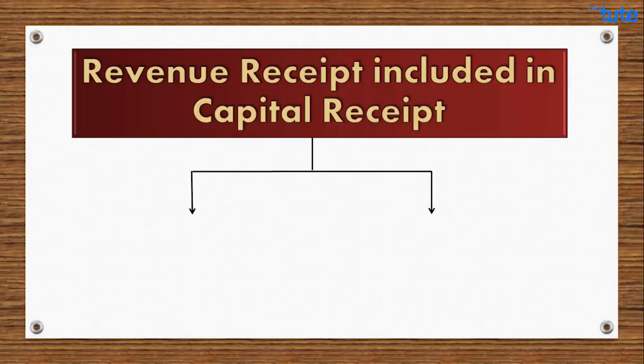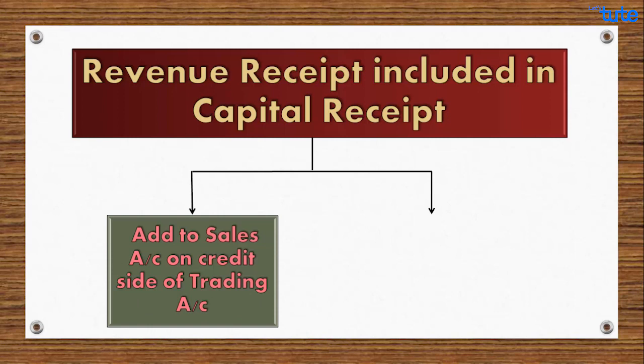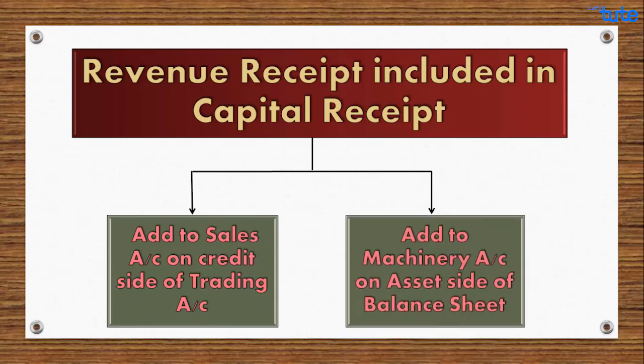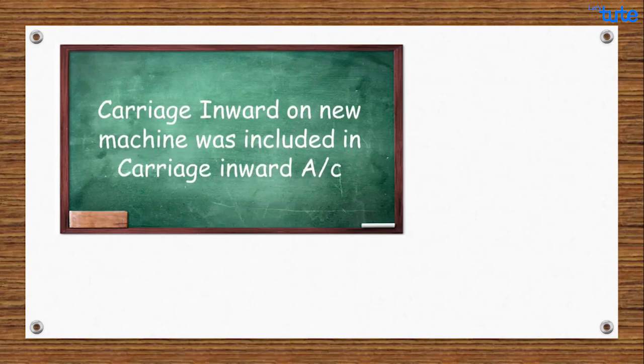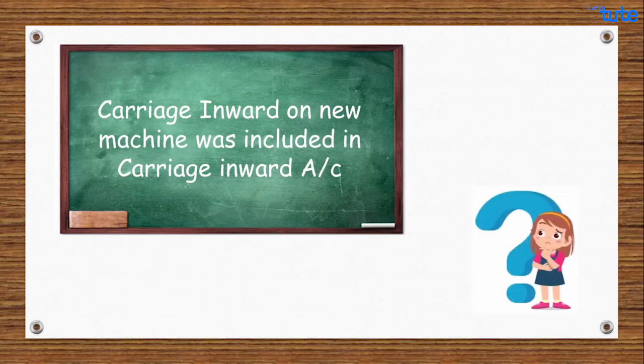The two effects are, the first one is add to sales account on credit side of trading account, and the second effect is add to machinery account on asset side. Let's see another example. Now suppose it is given that carriage inward on new machine is included in carriage inward account. Can you give the effects for this?